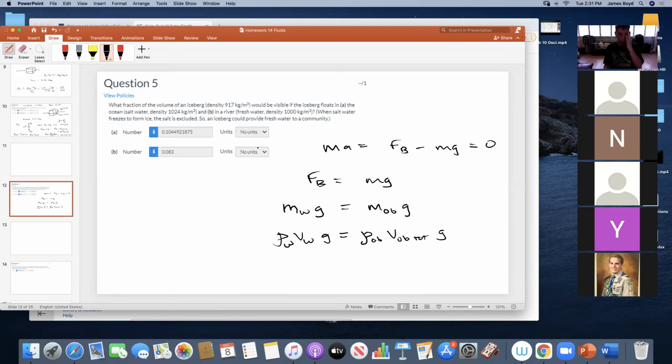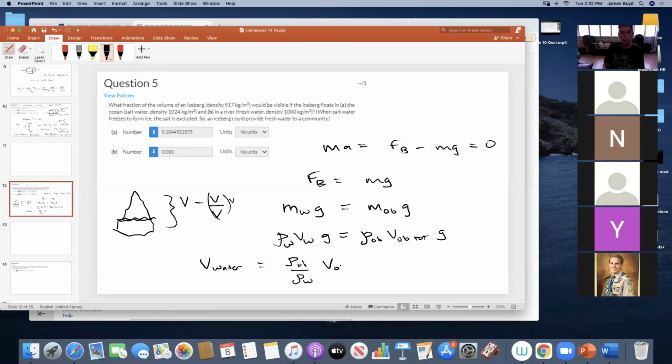This problem is a little hard because imagine you have this iceberg, and we want to know what fraction is visible. So this whole thing is the volume, and then we want to subtract off the portion that is under the water. So really what you're going to do is subtract it from one, and you'll see that in a second. For now, let's just find out how much is under the water. V in the water is equal to the density of the object over the density of the water times the volume of the object. Actually, let's divide by V of the object and get rid of it on that side. So the fraction that's in the water is the ratio of the densities.